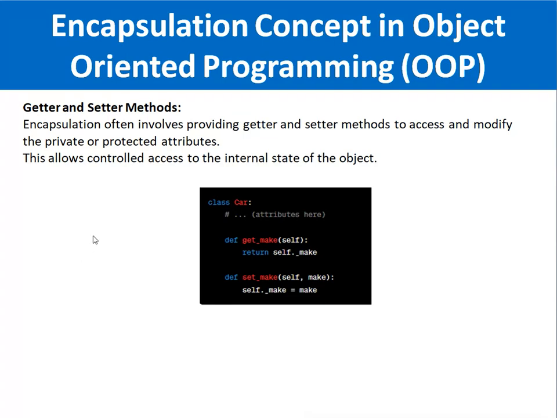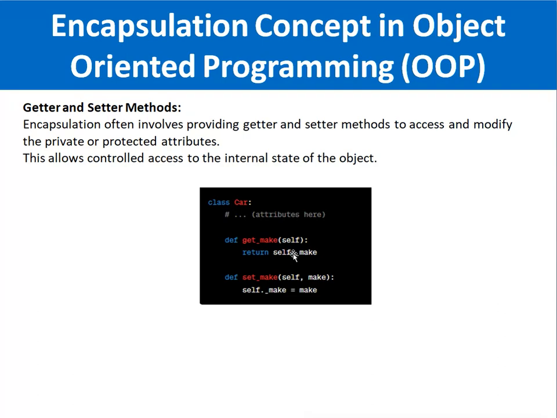Now friend, there is another concept of getter and setter methods. Encapsulation often involves providing getter and setter methods to access and modify the private and protected attributes. This allows controlled access to the internal state of the object. For example, class Car, and def get_make(self): return self.make. Okay, def set_make(self, make): self.make = make.